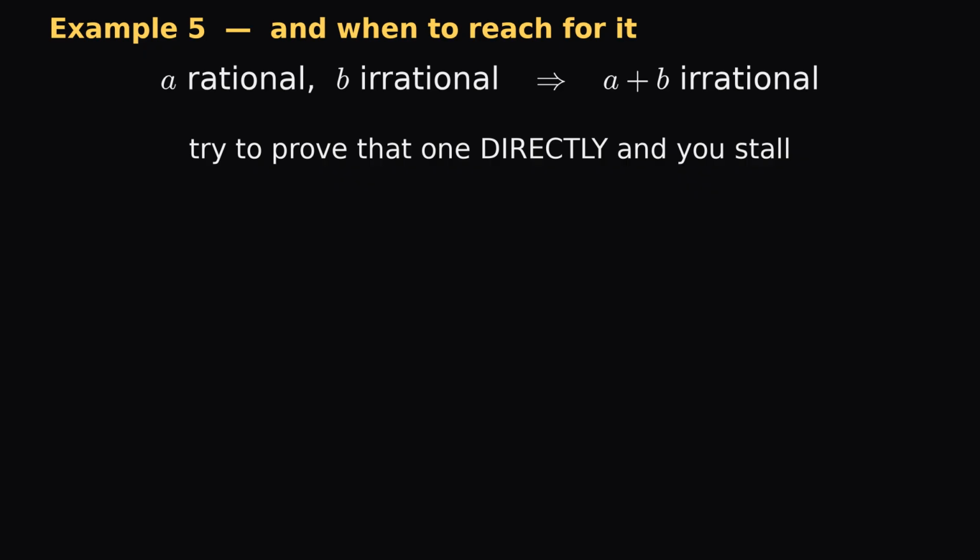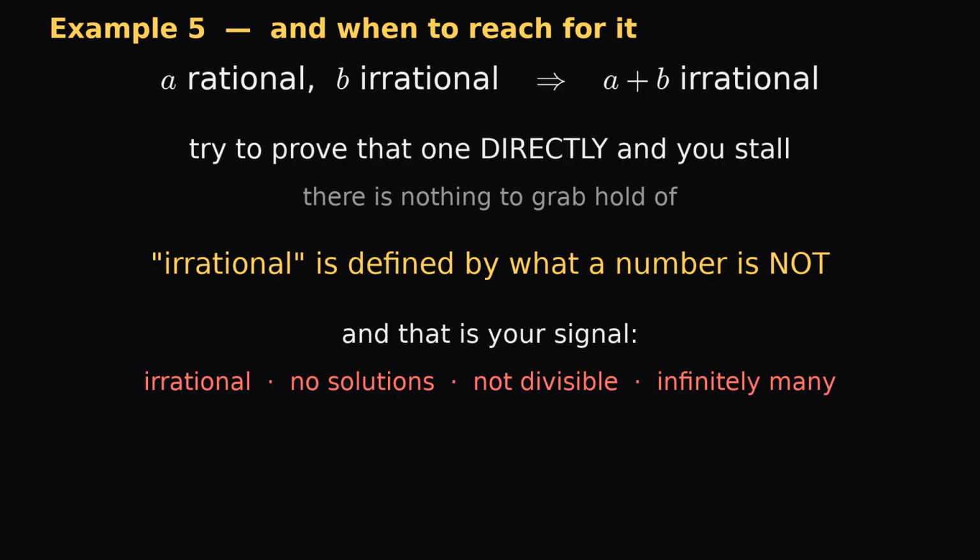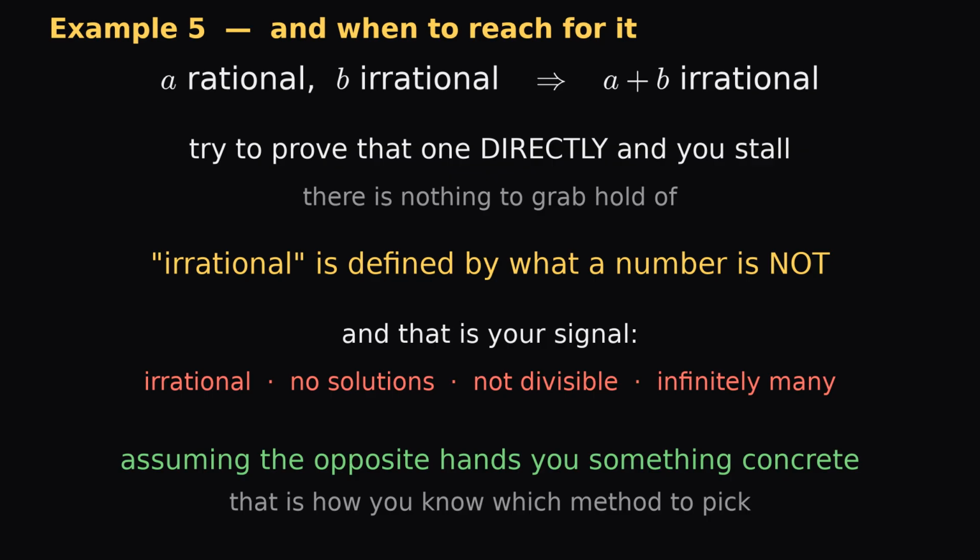Now here's the lesson. Students try to prove that one directly and get stuck immediately, because there's nothing to grab hold of. Irrational is defined by what a number is not, and that is your signal. When the thing you are proving is a negative. Irrational. No solutions. Not divisible. Infinitely many. Assuming the opposite hands you something concrete to work with. That is how you know which method to pick.